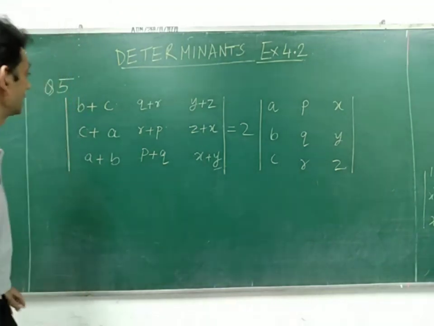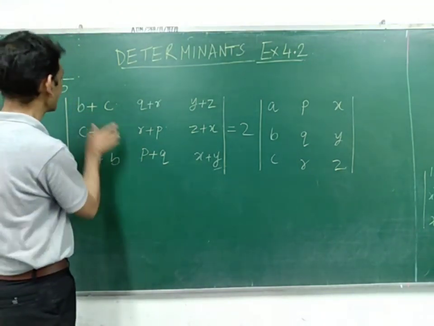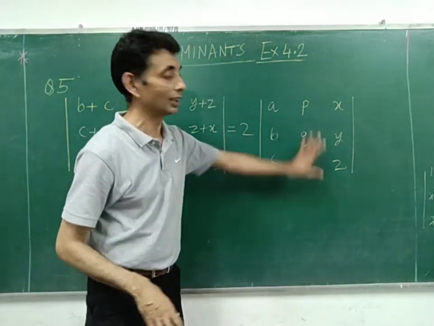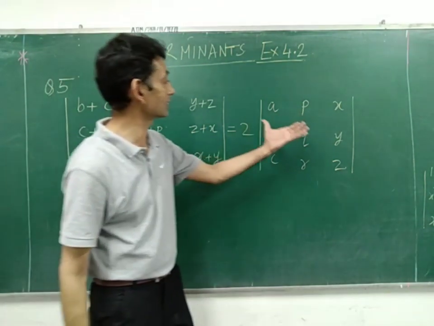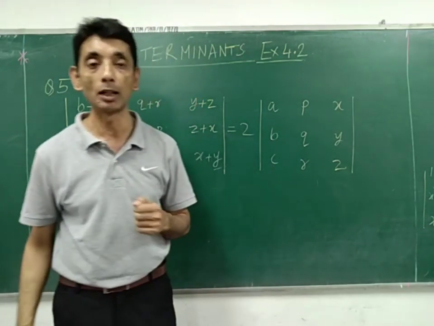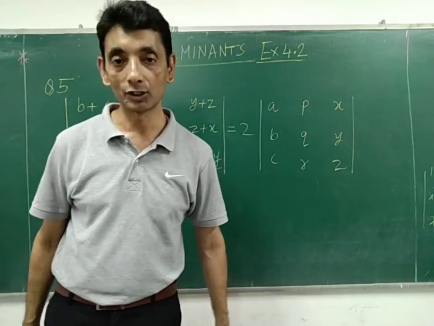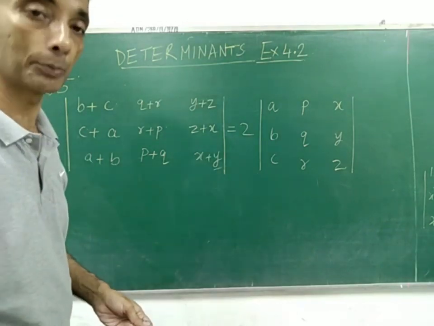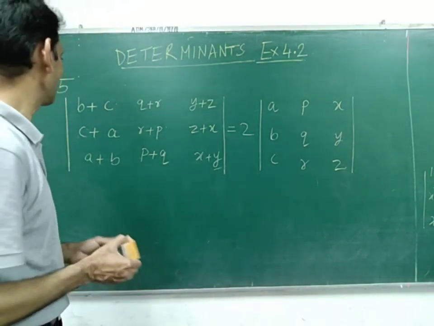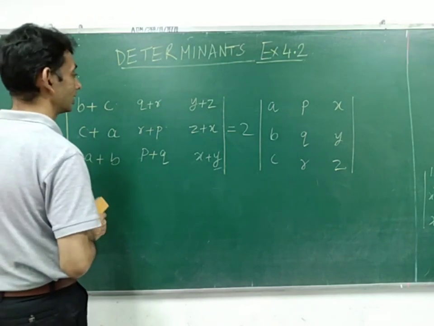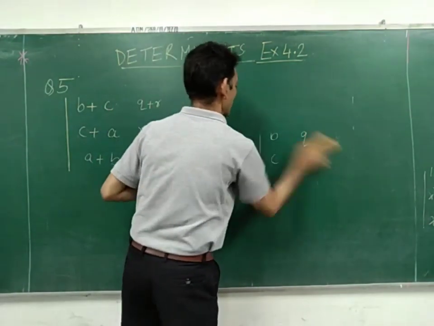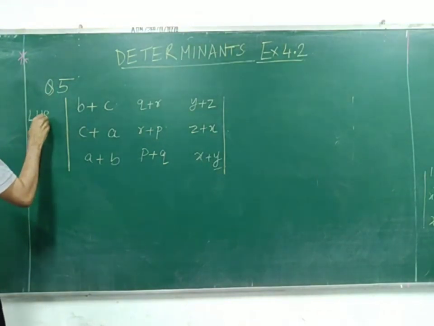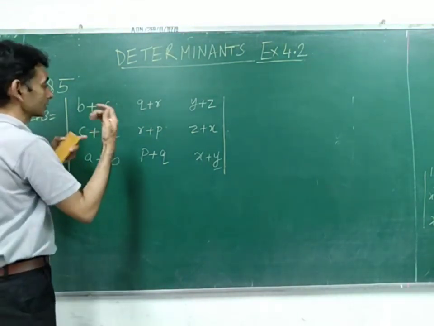What you have to prove is that this determinant, where each term is a binomial, is equal to twice this determinant, where each term is a monomial. How to solve these questions? To solve these questions, we'll start with the left hand side. We'll consider this one as the left hand side. All the terms are binomial.